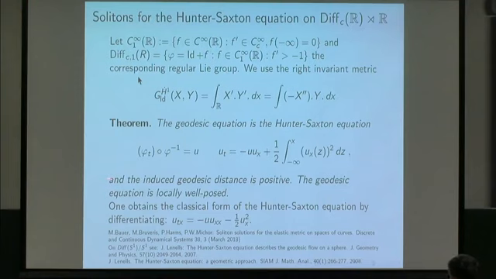The geodesic equation is locally well-posed, and the classical form of the Hunter-Saxton equation you get if you differentiate this with respect to x, and you get this thing here. Here are some papers if you want to read up on that. So Jonathan Lennels did this on the diffeomorphism group of S1, but there you have to factor out S1. You have to factor out rotations. On R, this is taken care of by allowing constant shifts near plus infinity.